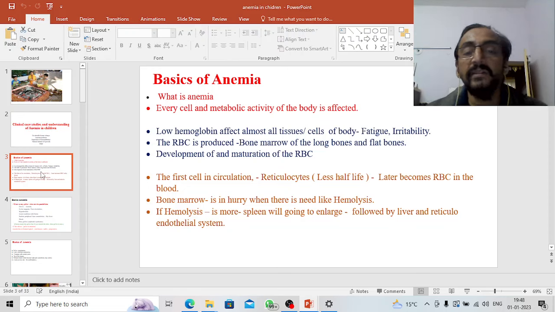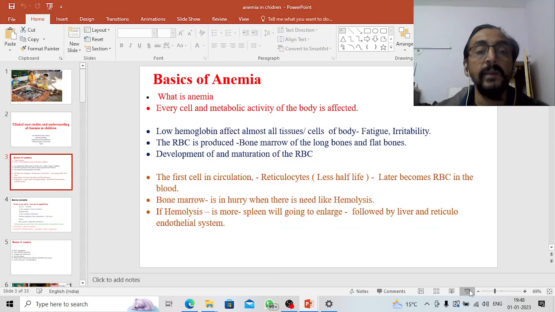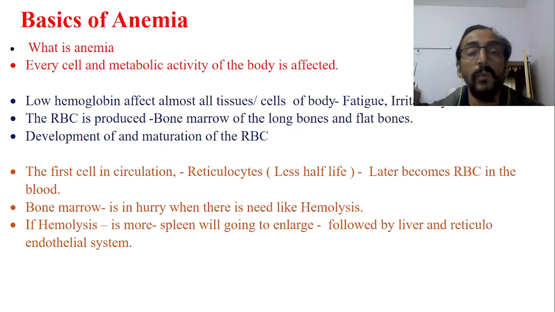The first cell in the circulation is the reticulocyte. This has a short half-life and later becomes RBC in the blood. Bone marrow is always in a hurry when there is a need, as occurs in hemolysis. If the hemolysis is more, the spleen will have to work more and it will enlarge, followed by the liver and reticuloendothelial system.